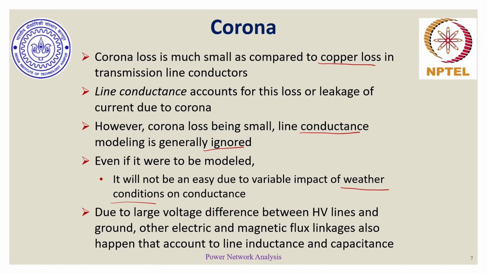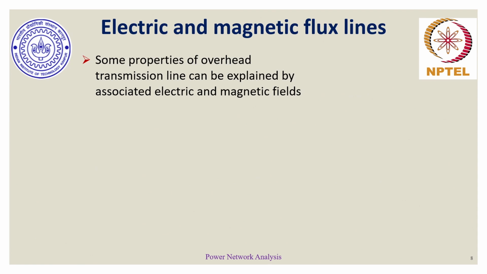We would also look at certain properties of high voltage lines in terms of their electric field and magnetic flux lines, which help in quickly understanding where the line inductance or line capacitance property comes from. So let's look at that. Certain properties of transmission lines can be very well explained by the associated electric and magnetic fields.